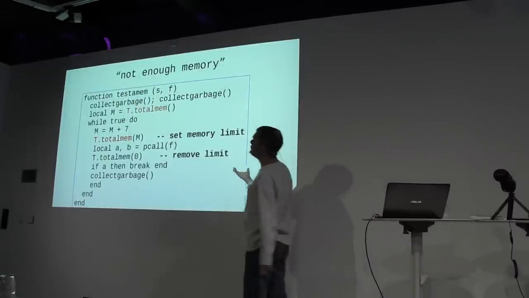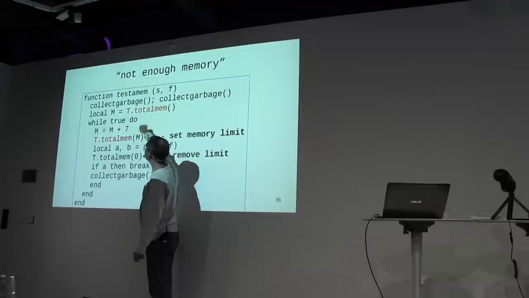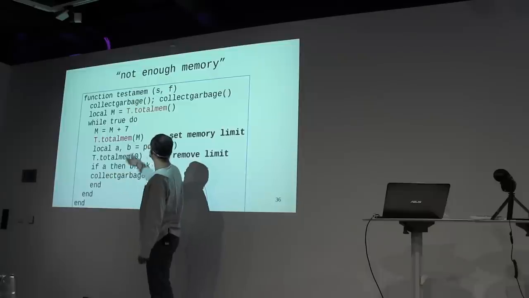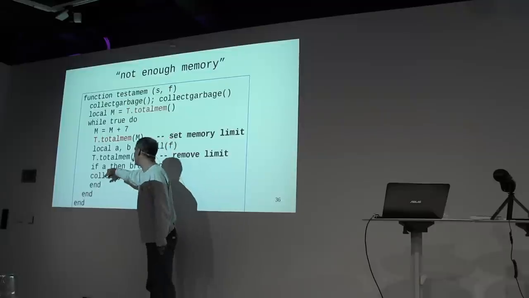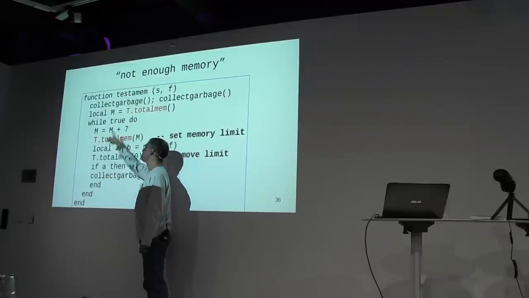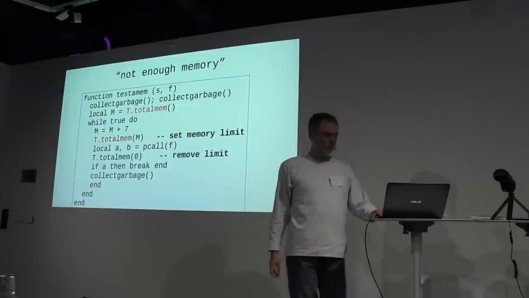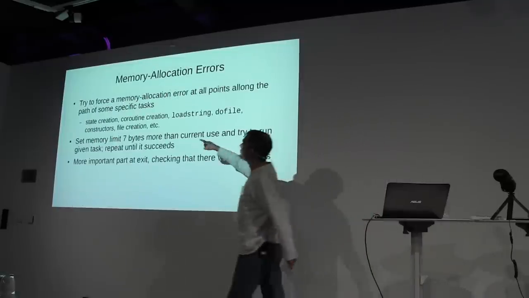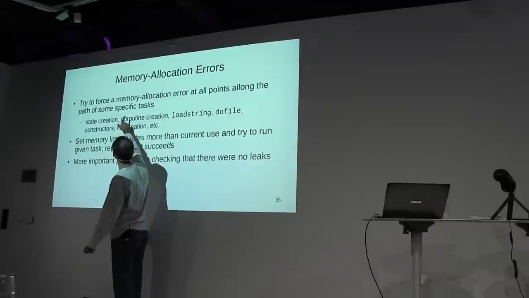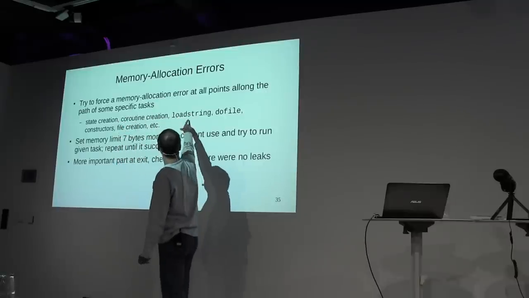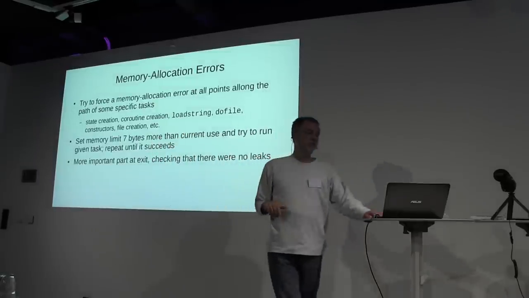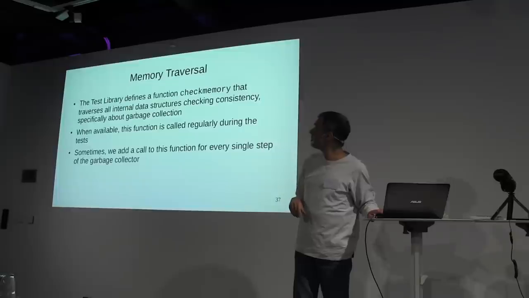So this is the function, it's very standard. It has a total memory, as I said, and then it has a loop. We increment the amount of memory, set that limit, and then we try to run the code. We undo the limit, and if the code runs correctly, then we break, otherwise we do a garbage collection and we retry. That's very easy. And we do that when we try to create states, to create coroutines, to load strings, to do files, constructors, etc. Many different types of tasks we run across this test here.